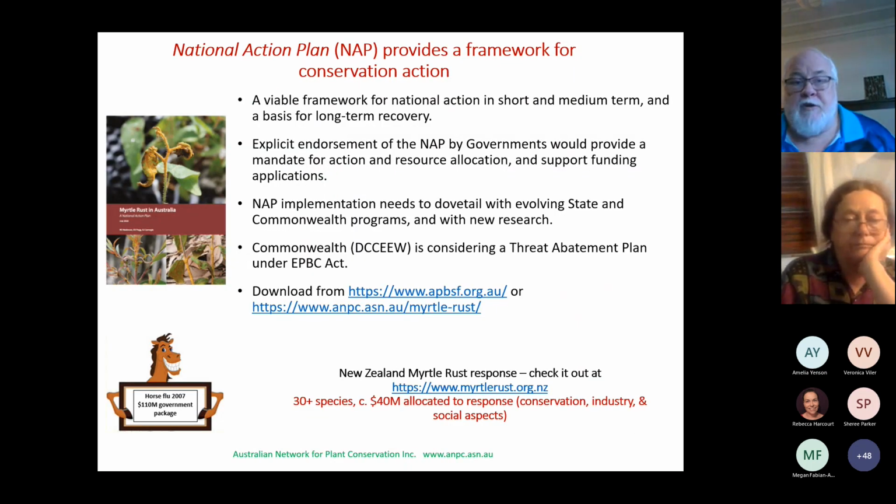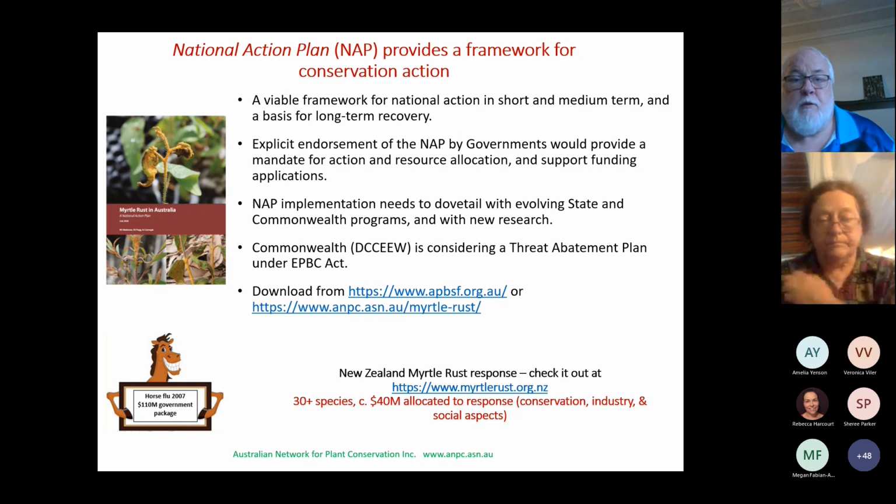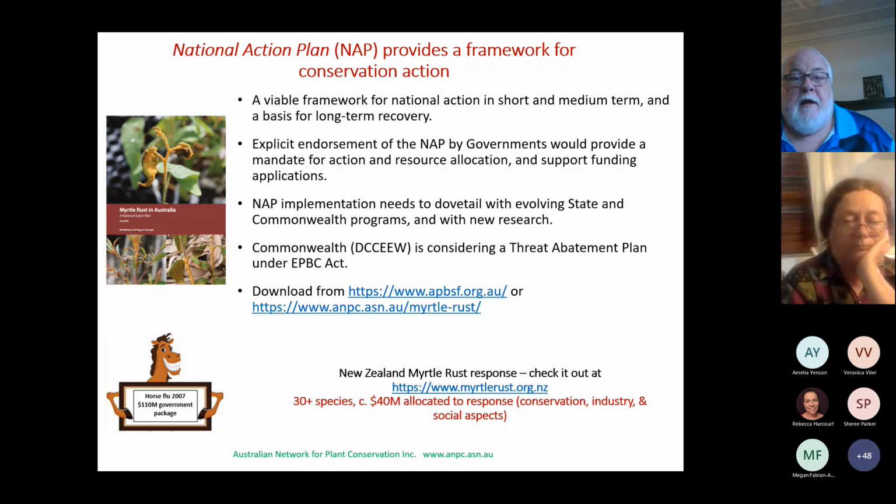There's a national action plan which has been evolved by the Myrtle Rust Community of Concern. It's not endorsed in toto by government as yet, although the feds are working on adapting it into a threat abatement plan, which is their preferred instrument. And elements of it have been taken up by various research bodies and by some state governments as well. So it is having an effect, even though it's not a formal government plan at this point. You can download that from the Australian Plant Biosecurity Science Foundation website or the ANPC.